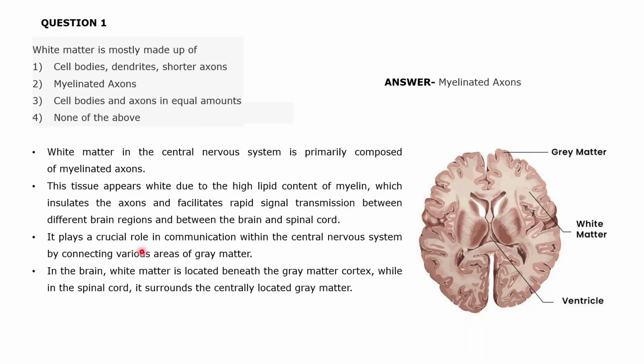It plays a crucial role in communication within the central nervous system by connecting various areas of gray matter. You can see that gray matter is here. In order to connect to other regions of the gray matter, the white matter plays an important role. In the brain, white matter is located beneath the gray matter cortex. The gray matter is present at the boundary, then comes the white matter. In the spinal cord, it is totally the opposite. The gray matter is present in the center, while the white matter envelops it.